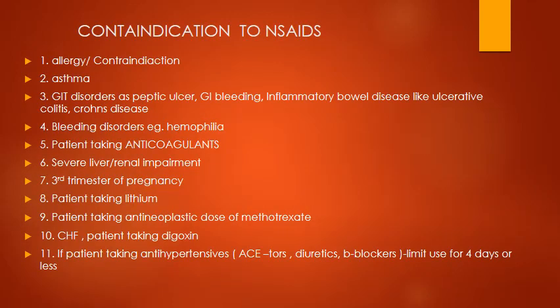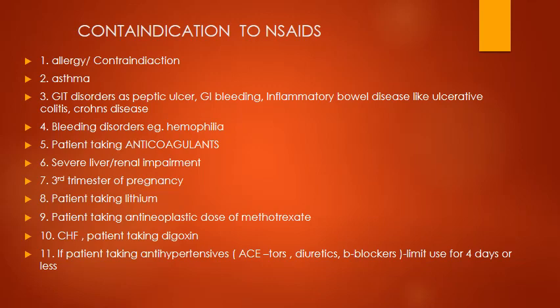Now, what are the contraindications to NSAIDs? This is really important. First of all, allergy or contraindication to NSAIDs itself rules out the use of NSAIDs. Second is asthma, aspirin-induced asthma or nasal polyps. In those scenarios, it is not prescribed. Then GIT disorders such as peptic ulcer, gastrointestinal bleeding, inflammatory bowel disease like ulcerative colitis and Crohn's disease. So it is contraindicated.